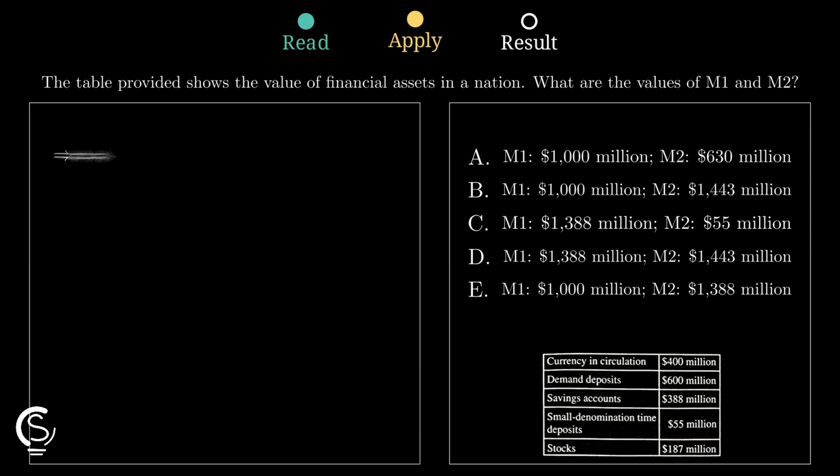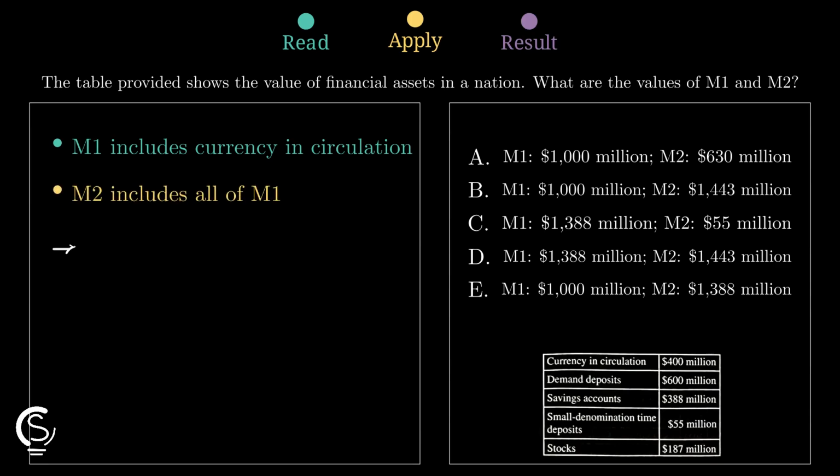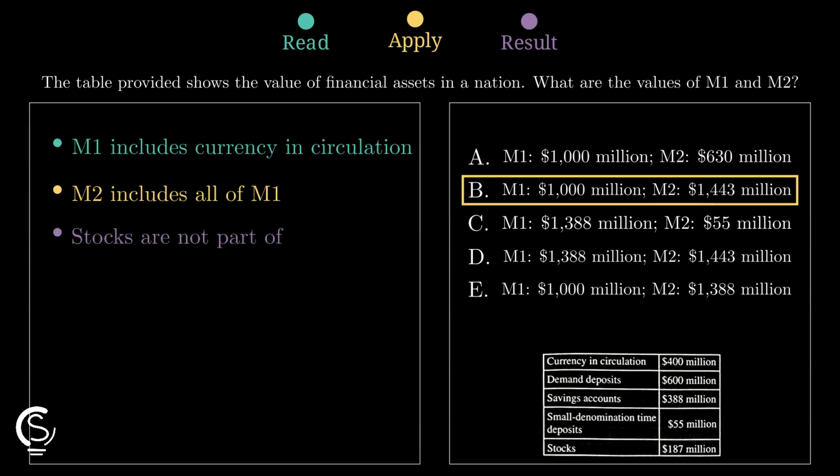Next, we find M2 by taking that M1 total and adding savings deposits of 388 million plus money market funds of 55 million. That equals 1,443 million. Stocks and real estate are never included in money supply measures. Since our totals match perfectly, option B is the only correct choice.